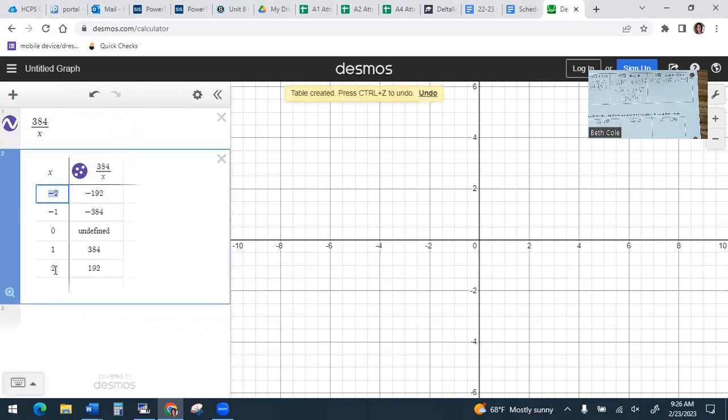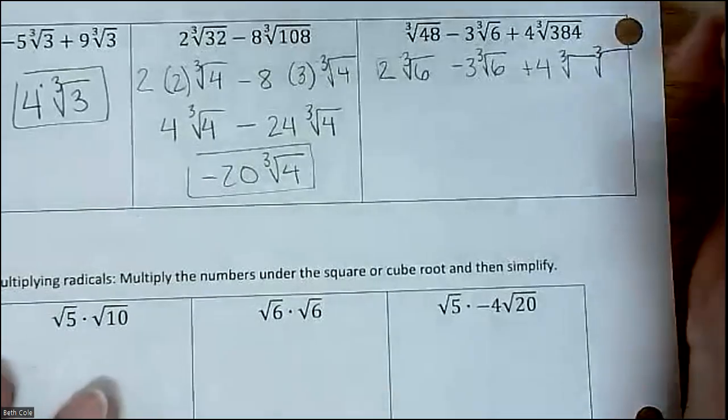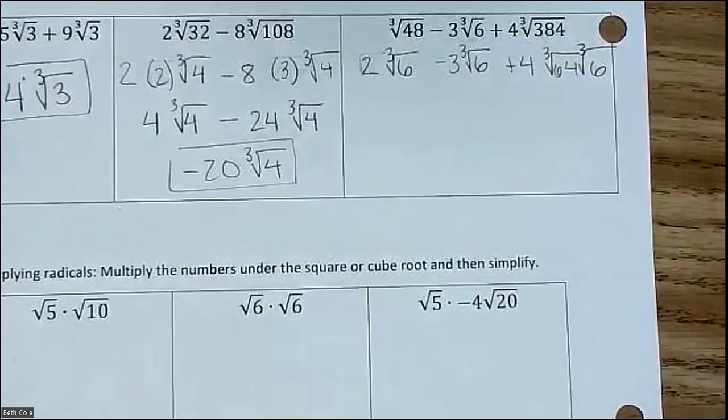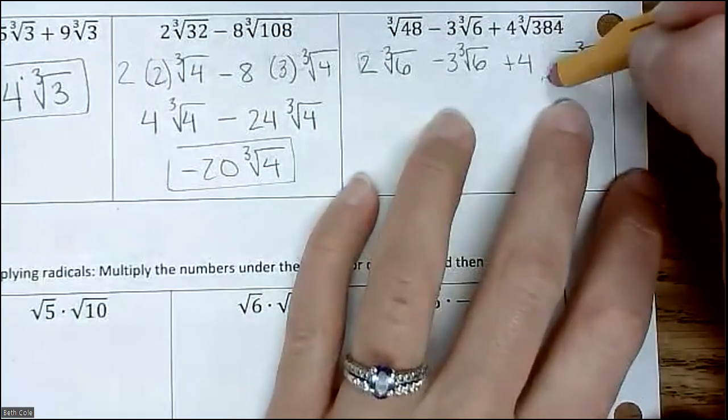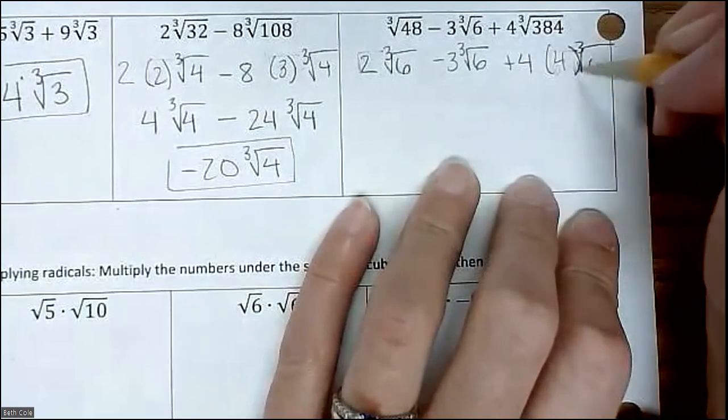Get the table. You go down to 6. 6 times 64. You guys were close. So it'll be 64 times 6. And 64 is on the list. Oh my gosh. What's your cube root of 64? 4. So erase that and times 4.